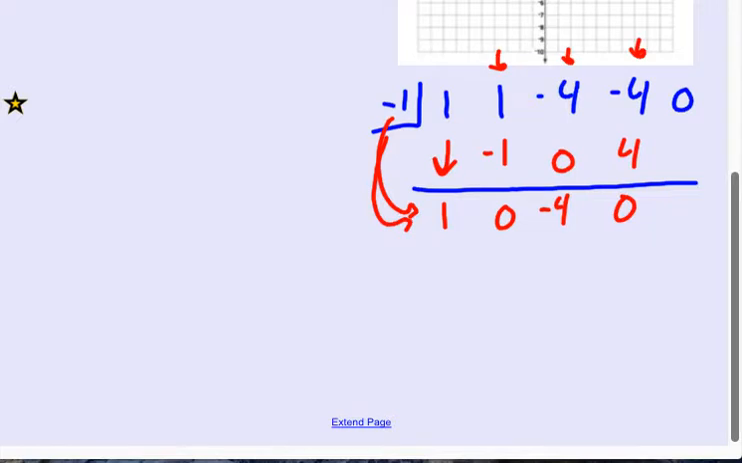You could kind of quit there if you wanted to. -1 times 0 is 0. But this is our remainder right here. Our remainder is 0, so it divides in there evenly.